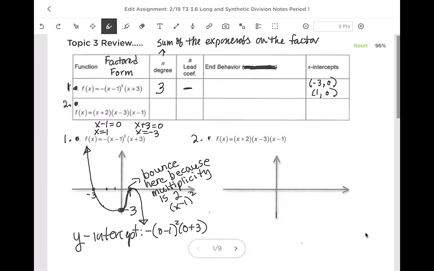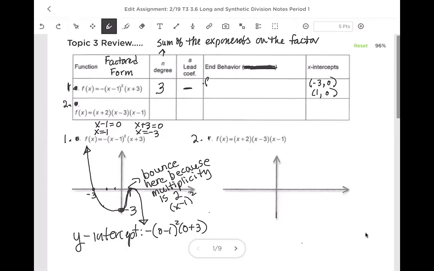Feel free to check your work in Desmos, but you will have to explain, why does the graph start in the second quadrant up there? Because it's an odd degree with a negative lead coefficient. Why does it go through -3? Because that's an x-intercept. That's a 0. Why does it go through 0, -3? Because that's the y-intercept. Why does it hit at 1 but then turn and go back? Why is there a relative min, or excuse me, a relative max at 1, 0? Okay, so that's the sort of things that you're working towards.